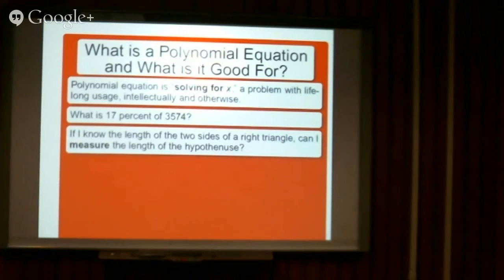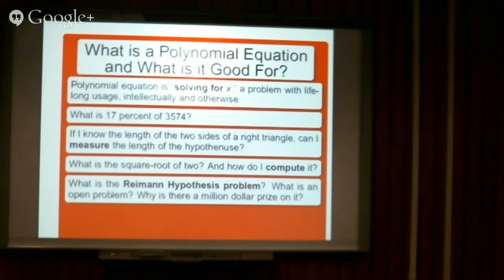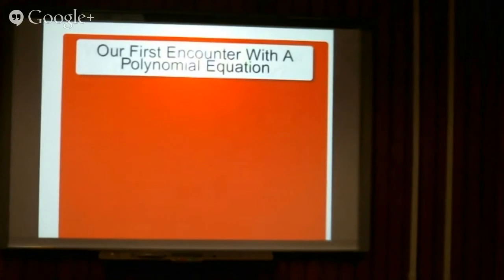If I know the length of two sides of a right triangle, can I measure the length of the hypotenuse? This is approximation of square root. What is the square root of 2 and how do I compute it? What's the Riemann hypothesis? And what is an open problem? This is a million-dollar problem, which is related to solving equations, but not a polynomial equation.